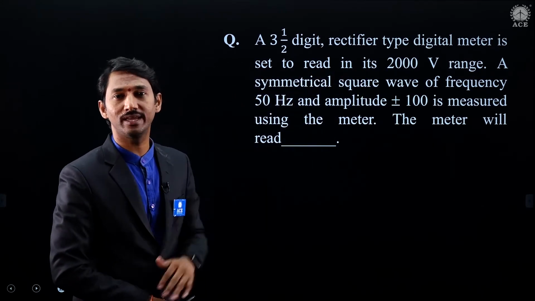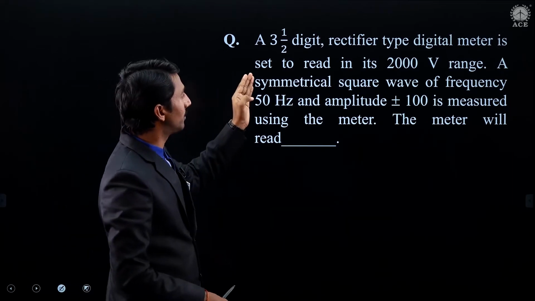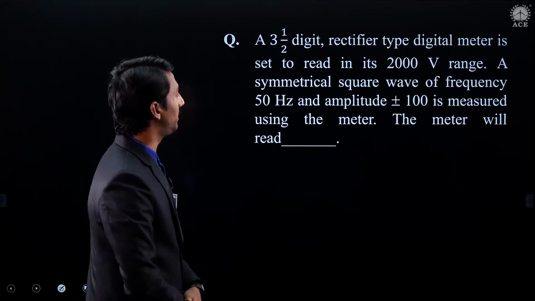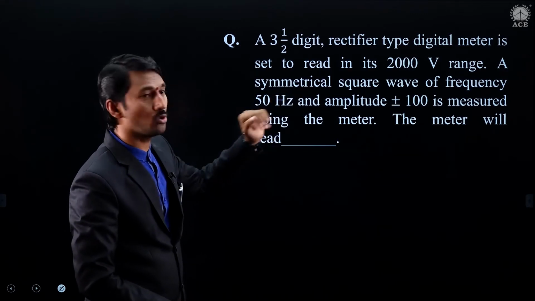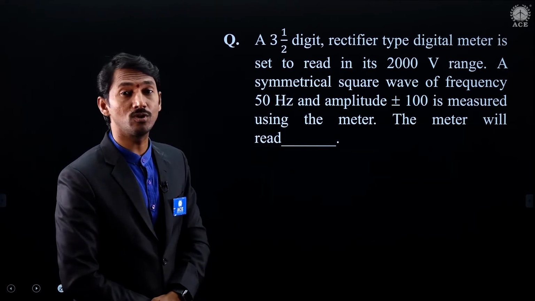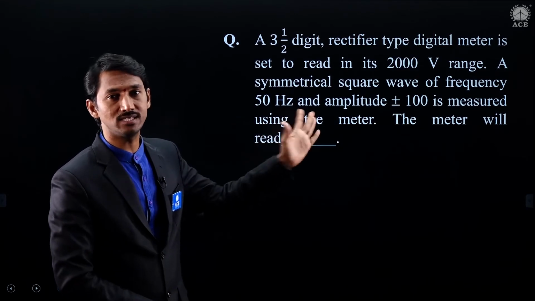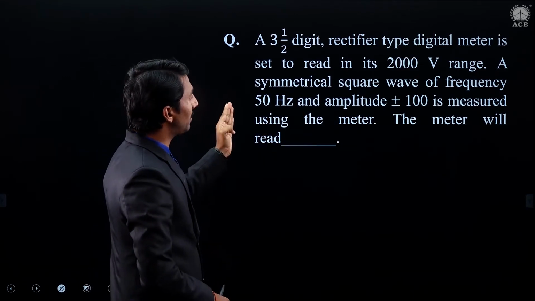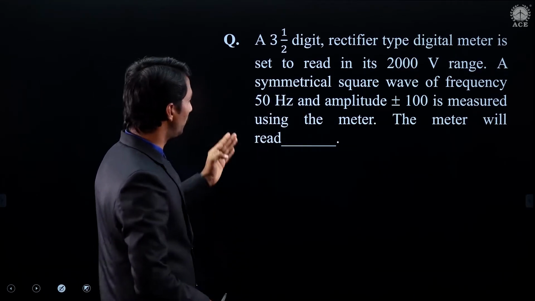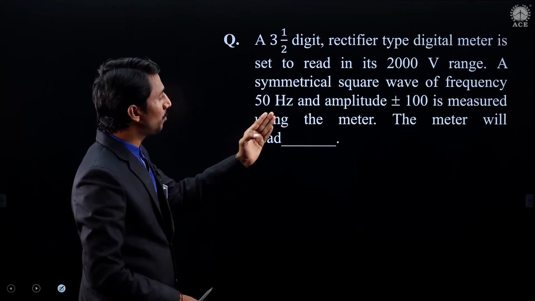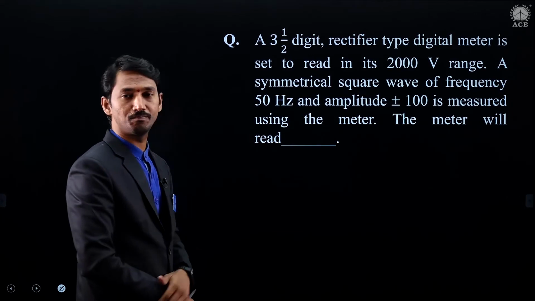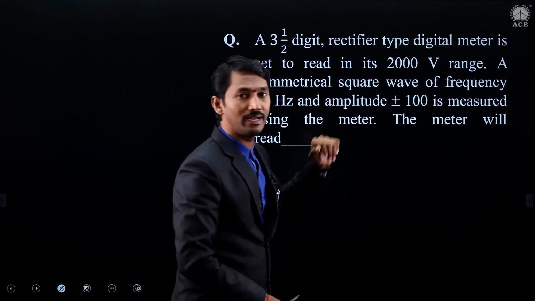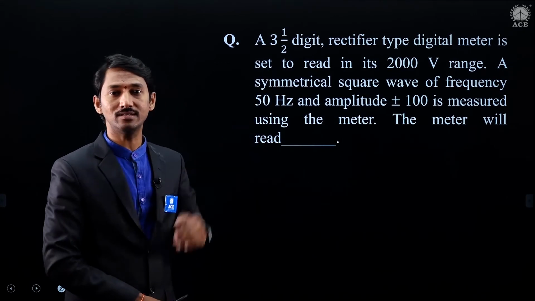Next question from measurement is related to a 3.5 digit device along with the rectified type meter, means combination he has given. A 3.5 digit rectified type digital meter is set to read in its 2000 volt range. So what is the full scale value? 2000 volts range he has set. A symmetrical square wave of frequency 50 Hz and amplitude plus or minus 100 is measured using the meter. So how much value? Plus or minus 100 volt square wave is measured.